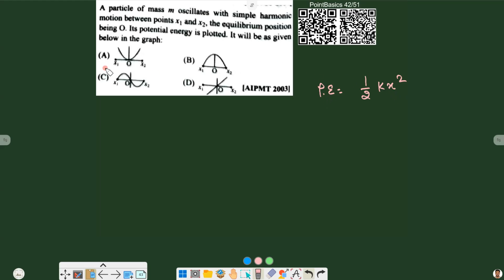And here you can see in graph B, when displacement is zero, then potential energy is maximum, so it is wrong. Here we have a square relation. Both option C and option D don't have a square relation. I think this is a cosine relation or something, and this is a straight line relation. So both of these are not the right answer. Only option A fits properly, so option A is the right answer.